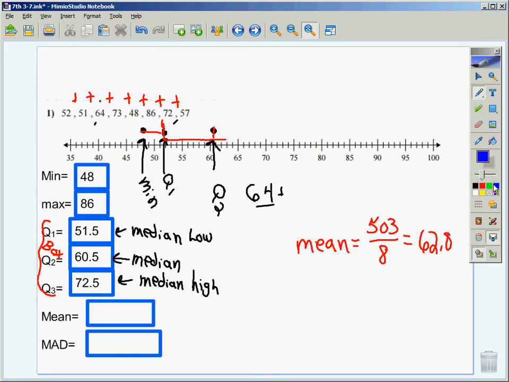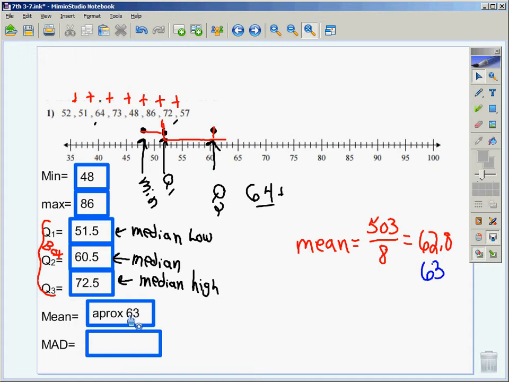was 62.8. And this is another time where we're going to use what? I'm going to round it to 63. So the mean is approximately 63.